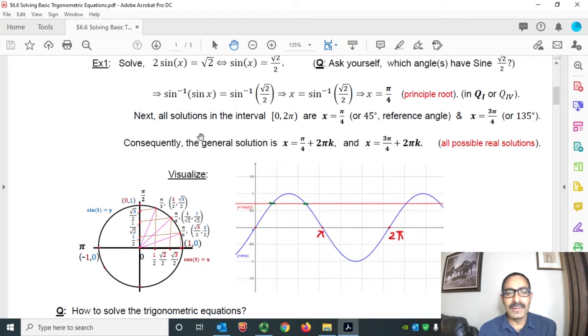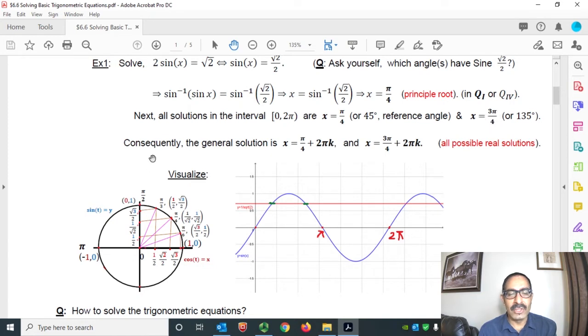Next, all solutions in the interval 0 to 2 pi are: one is x equals pi fourth, here, and another one is its symmetric point here. The angle is 135 degrees, or 3 pi over 4. Then all possible real solutions come from adding 2 pi times integer k to each of these angles.